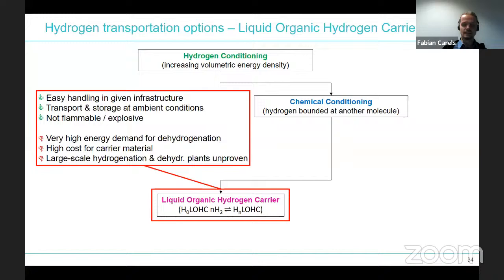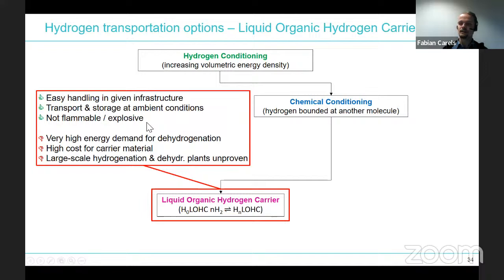If we take a look on the pros and cons, we see, as I already said, that the handling of these LOHC carrier substances is pretty easy in given infrastructures, mainly for the crude oil industry and the oil industry. We can store it in ambient conditions. We don't need to cool it or apply high pressures. It just can be pumped into tanks at ambient conditions, so pretty easy. And it's not flammable or explosive, so it's a pretty safe handling.